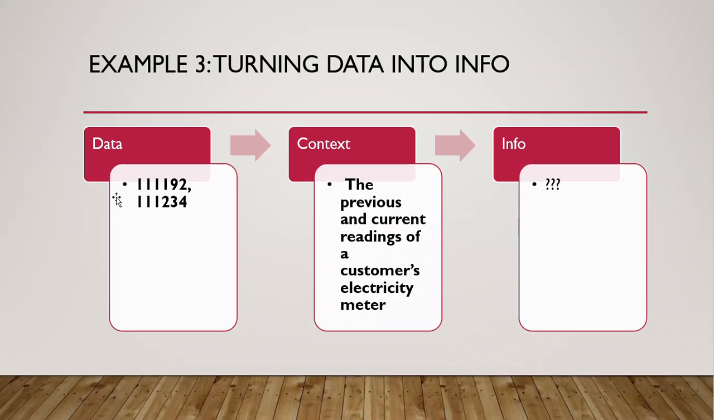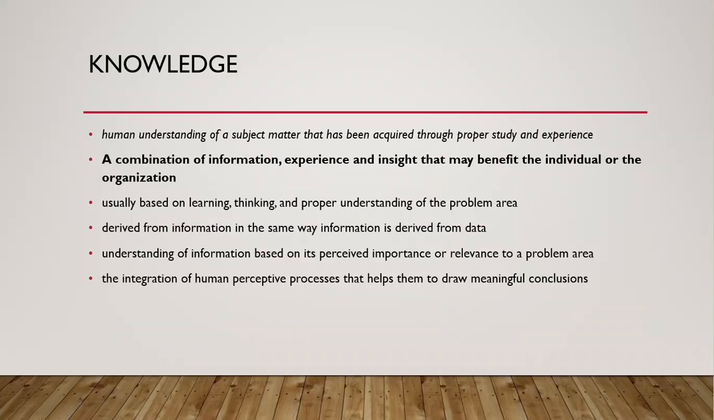The next one, let's say we have these two numbers. Also without any meaningful idea unless it is given certain context. If the context is the previous and current readings of a customer's electricity meter, of course, certain information can be derived from this raw data with this context.